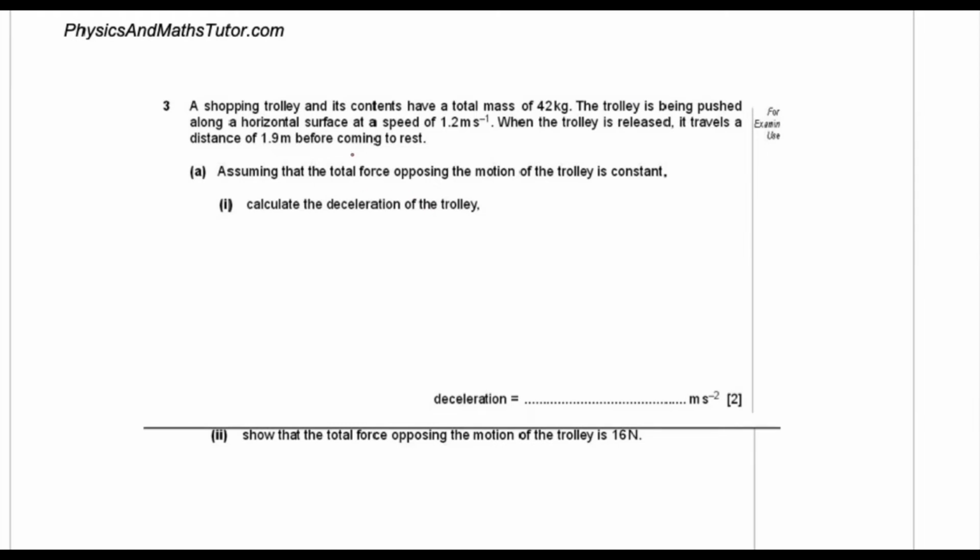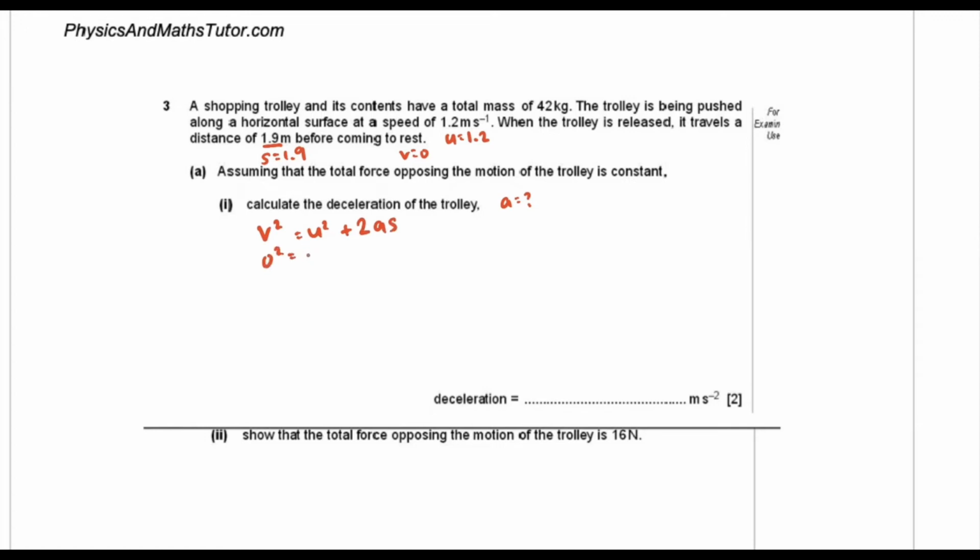Okay, so we have to use what formula to do that. We have the displacement 1.9. We have the initial velocity 1.2, and we have the final velocity 0. So we want to find a. Based on all this information, we don't know t, so we have to use this formula: v squared equals u squared plus 2as.